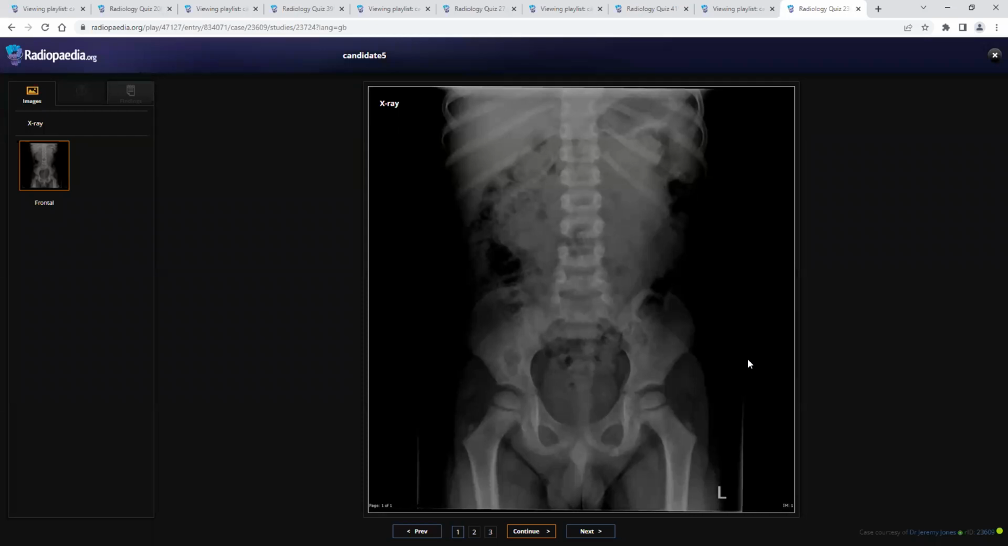Is there any history which could guide me towards the right hip joint? Is there an abnormality in the right hip joint? The patient has right hip joint pain, hip pain. Right, yeah, right hip pain.